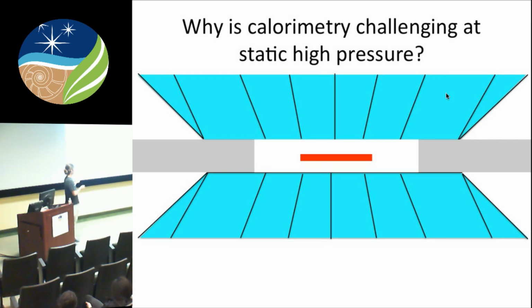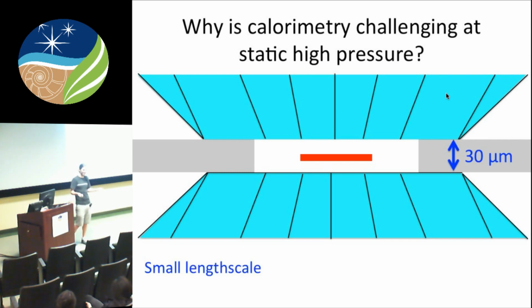The first challenge is that this is small. So the diamonds squeezing on things makes them thin. So that's the first challenge. The starting thicknesses we use are maybe 30 microns. Maybe they start at 50 microns, but pretty quickly everything gets thin. When Zulu does experiments, they may end up at 2 microns thick. So it's really small length scales.